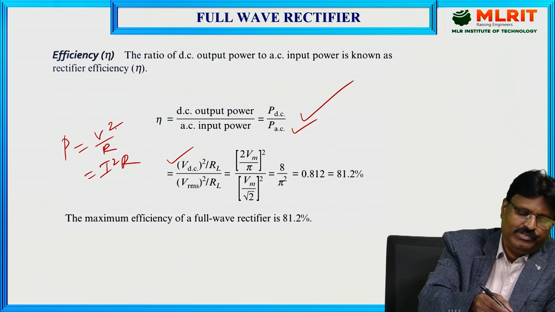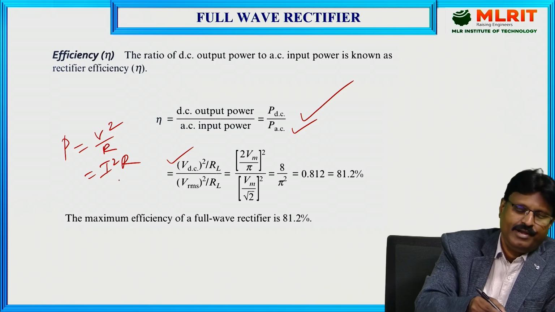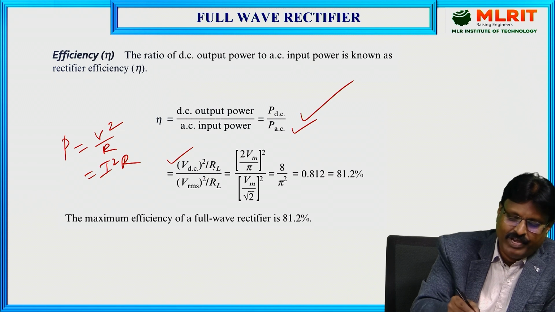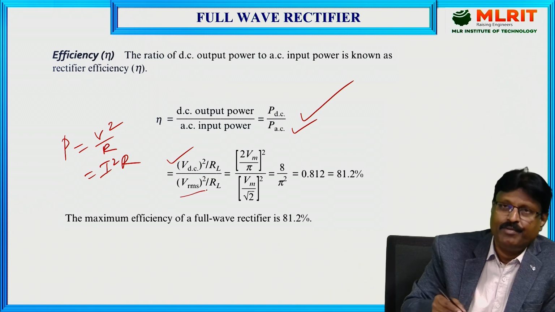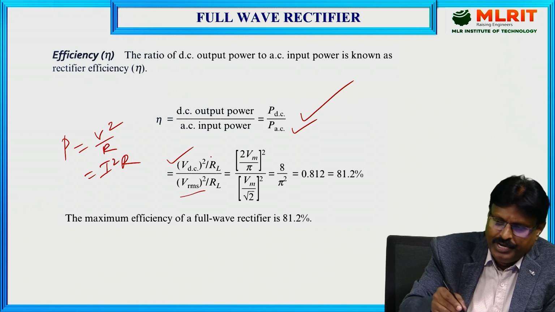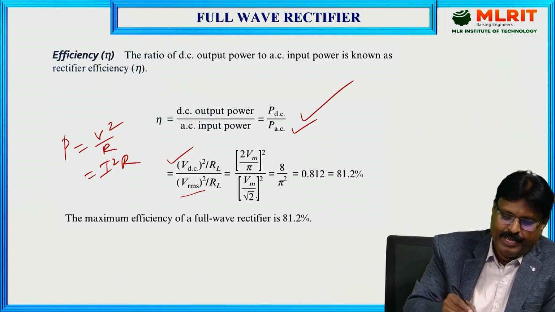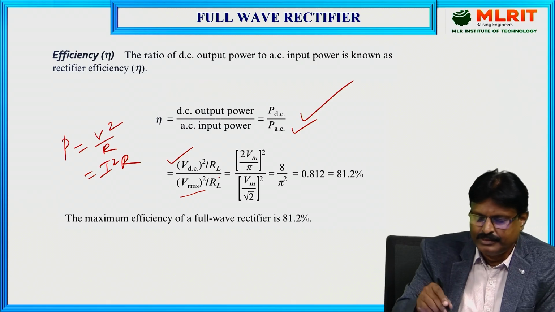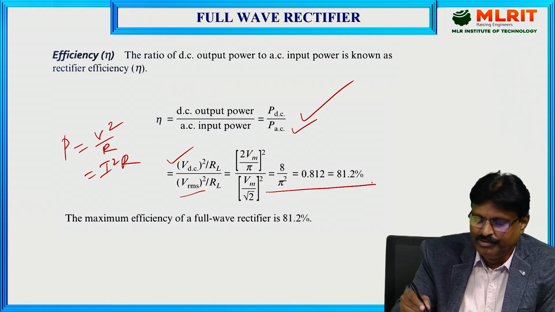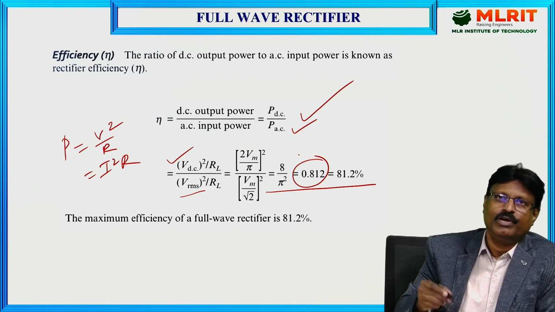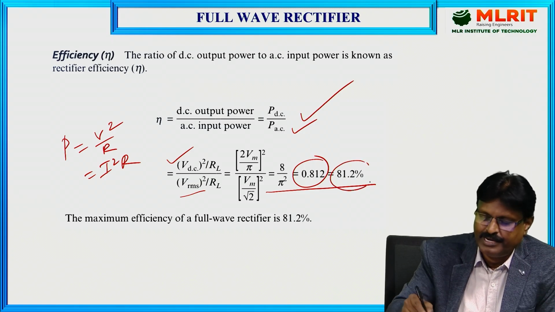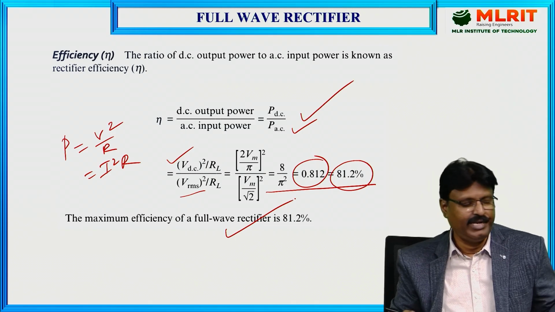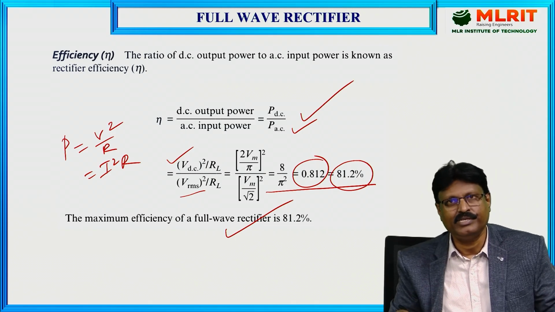If you know the voltage, we can use the first equation. If you know the current, we can use the second equation. So here we are writing in terms of voltage. That's why VDC square by RL, and here VRMS square by RL. So VDC value we know is 2 Vm by pi, and VRMS value is Vm by root 2. Okay. So if you go for the calculation, you'll be getting 0.812. If you talk in terms of percentage, it will be 81.2. So the maximum efficiency of full wave rectifier is 81.2. This is about the rectifier efficiency.